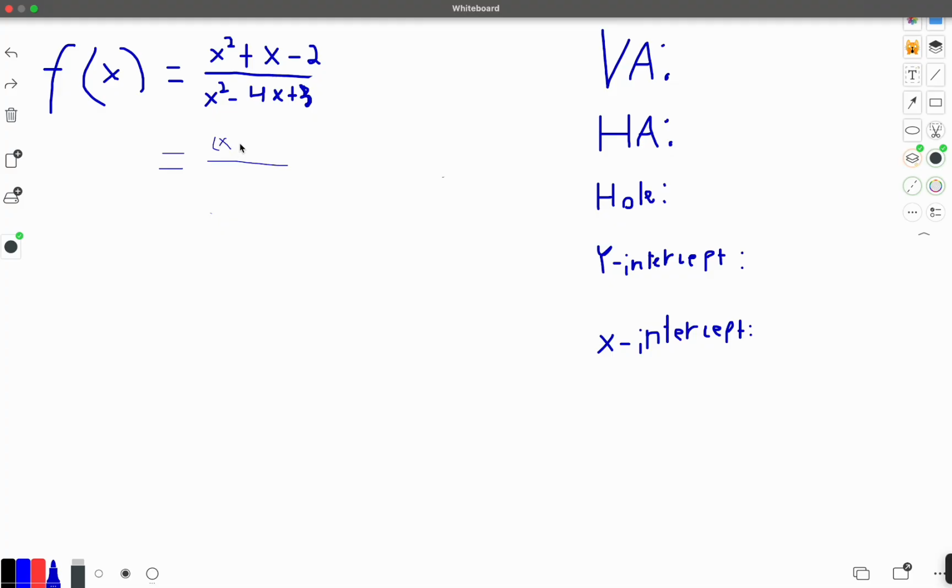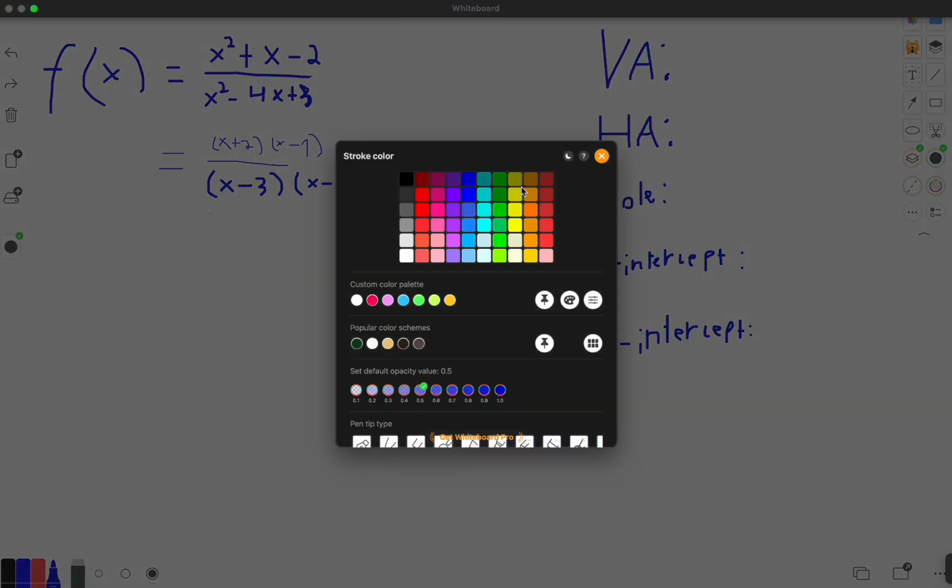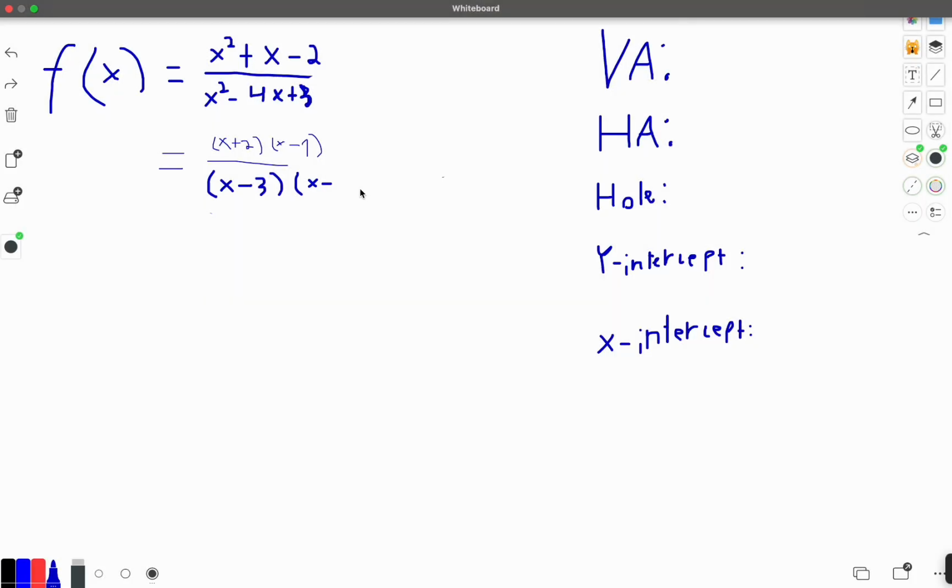So x squared plus x minus 2 factors to x plus 2 and x minus 1. Great, okay. Now our denominator is going to factor to x minus 3 and x minus 1. Okay. So both the numerator and the denominator have a factor of x minus 1, which means we can cross it out. Or should I say cancel it out, right?